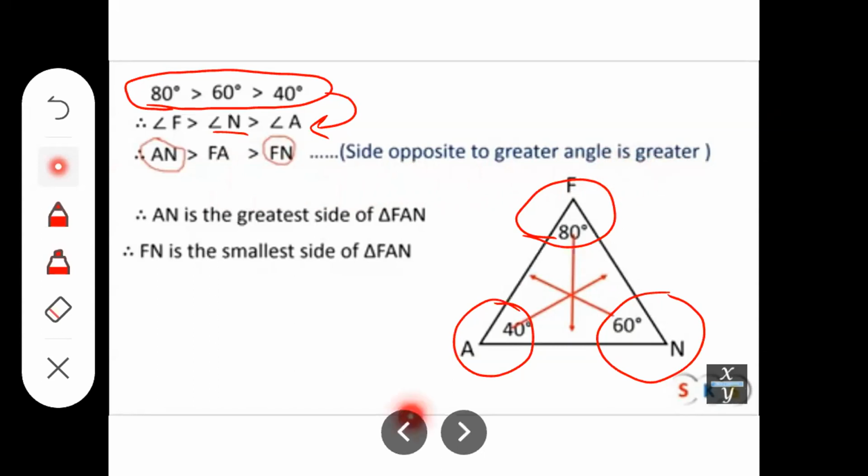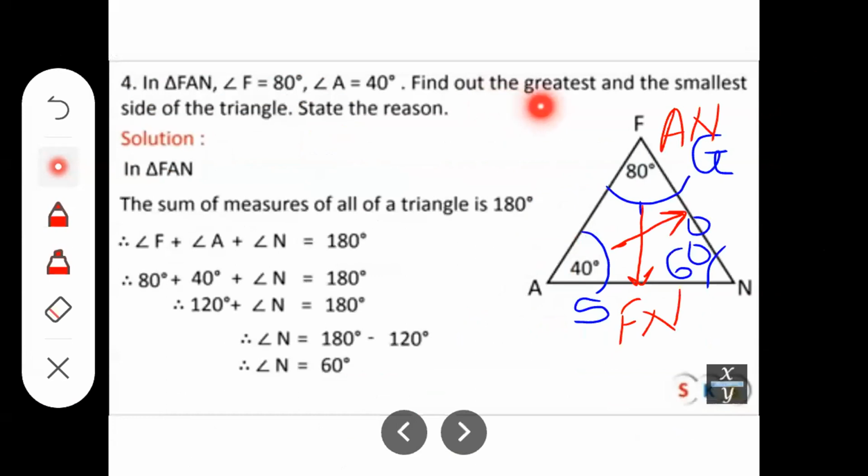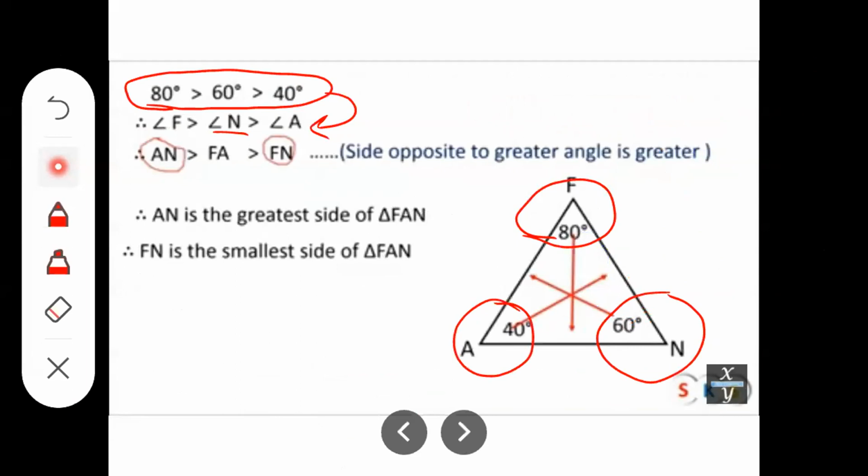Now, what should we write here? As per the example asked here, find out the greatest and the smallest side. So here you have to write the closing statement. AN is the greatest side of triangle FN, and FN is the smallest side of triangle FN. Right? Understood how to write the solution?